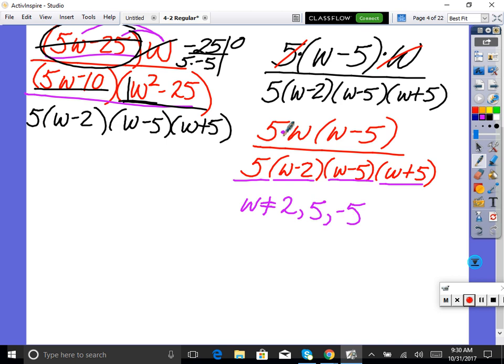Now careful, we can always divide across multiplication signs. So 5's divide out. W doesn't divide with any W's on bottom. W minus 5, W minus 5. So boom, there's my answer. W over W minus 2 times W plus 5. Very good.